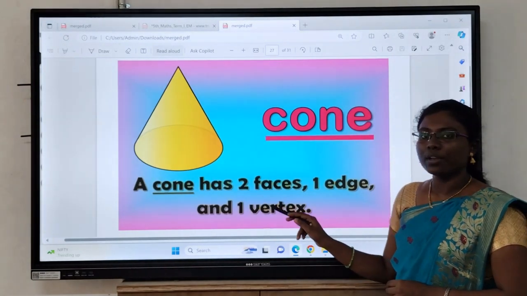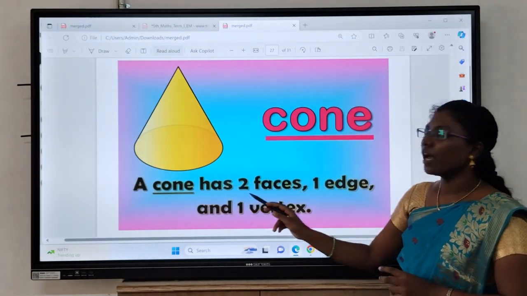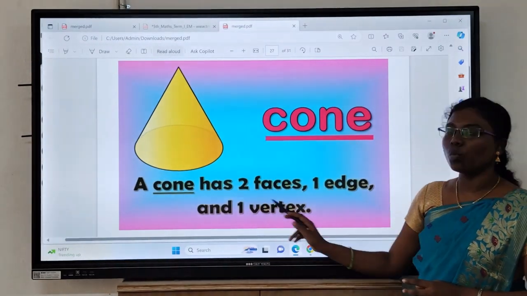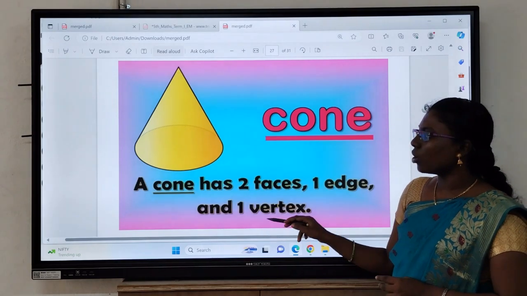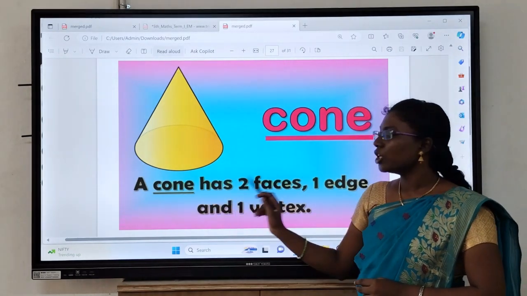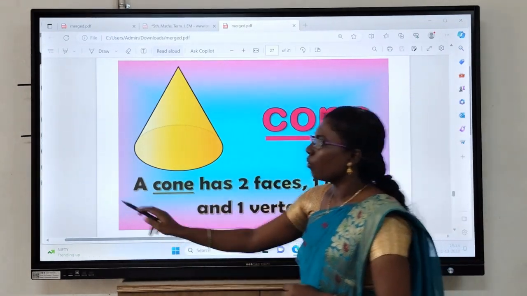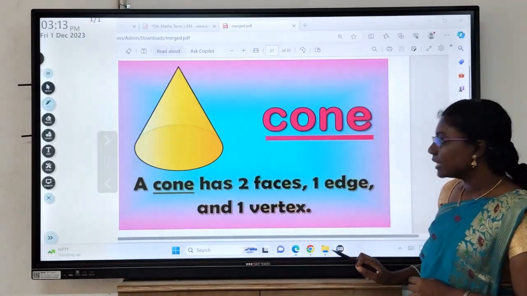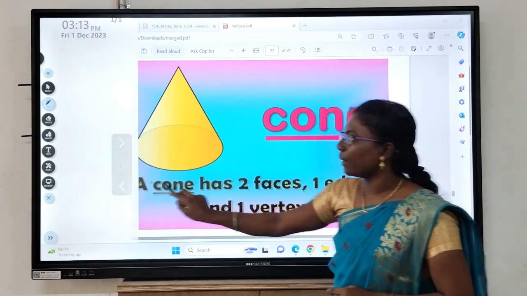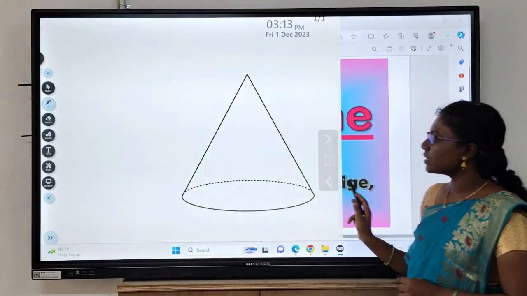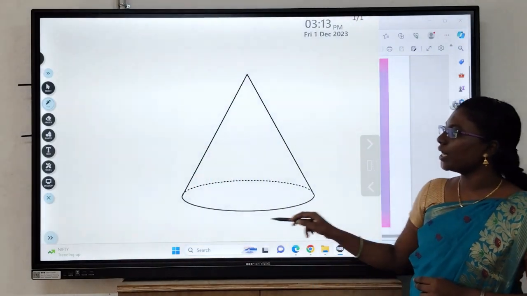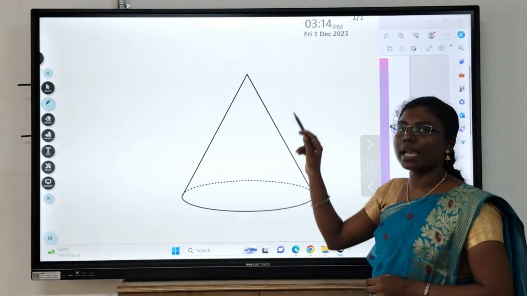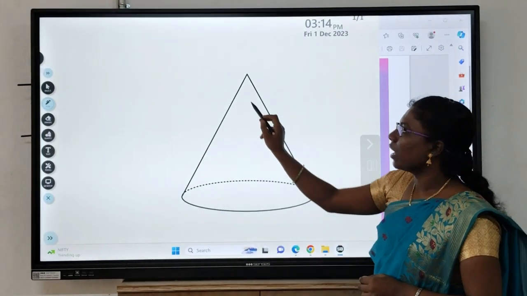What is a cone? A cone has 2 faces, 1 edge and 1 vertex. So a cone has 2 faces. What is a face, as I told you? It is the sides of a shape. Here you have a cone shape. Let us see the edges of a cone.